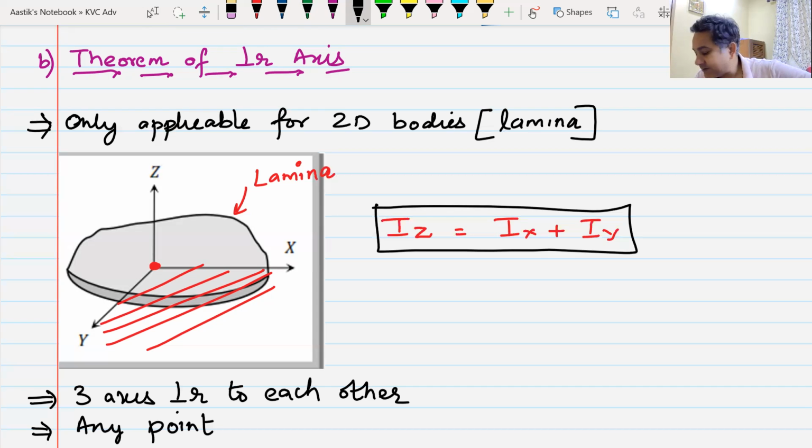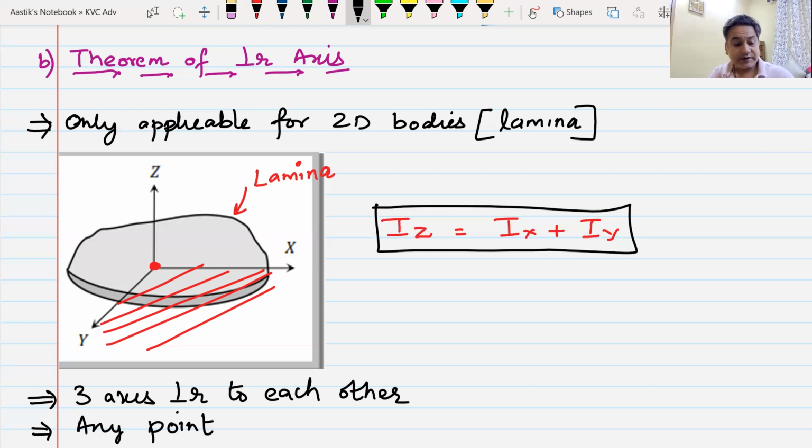Do we understand this? Now, remember, it can only be applied to 2D bodies. The three axes must be perpendicular, and these axes can pass through any point. That point may or may not be the center of mass. It can also be the center of mass.